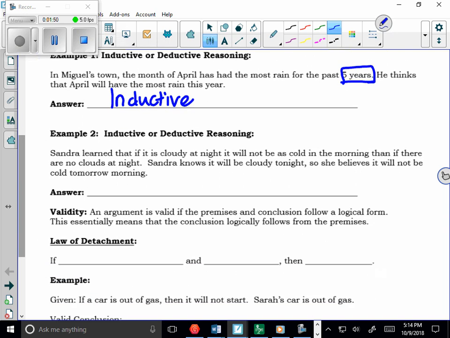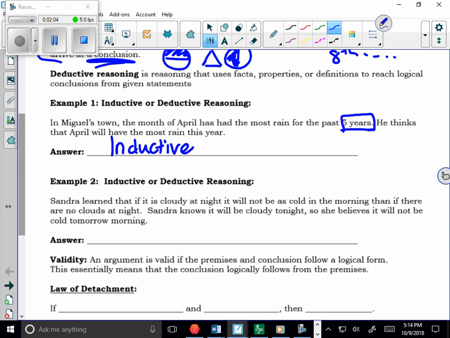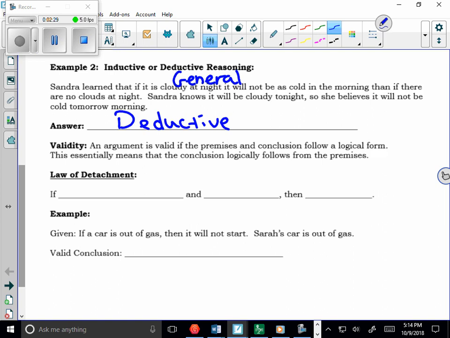But then let me look at the second one. Sandra learned that if it is cloudy at night, it will not be as cold in the morning than if there are no clouds. Sandra knows it will be cloudy tonight, so she believes it will not be cold tomorrow morning. Something you should notice about this one is it's a little bit more general. It's not giving me any specific number of times or number of months or number of anything to make her conclusion. For that reason, I'm saying that this is deductive reasoning. She's just making a conclusion based on some general information that she has learned. So let's move on down here and talk about some other stuff.